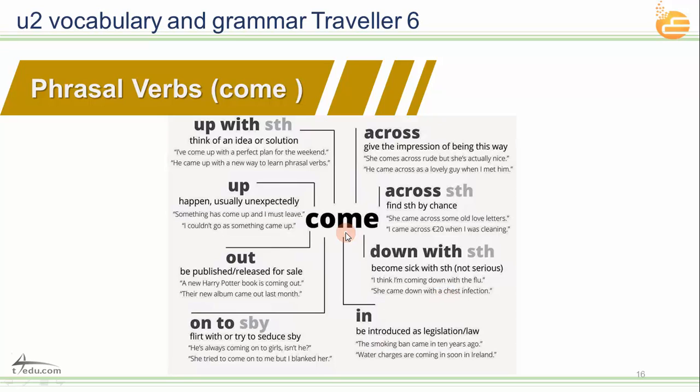And finally, to come in: to be introduced as legislation or a law. So the smoking ban came in 10 years ago. Water charges are coming in soon in Ireland.